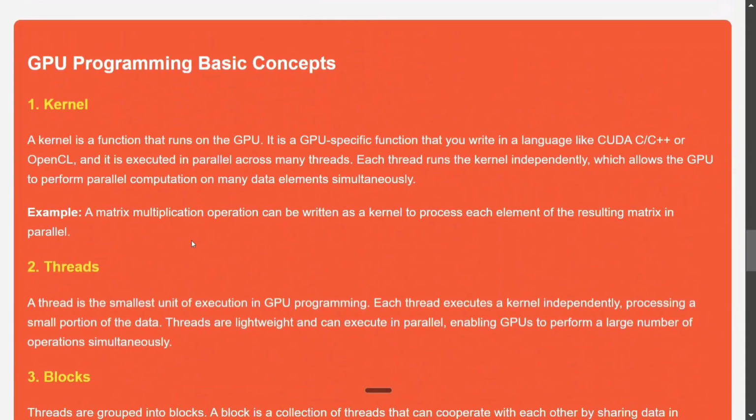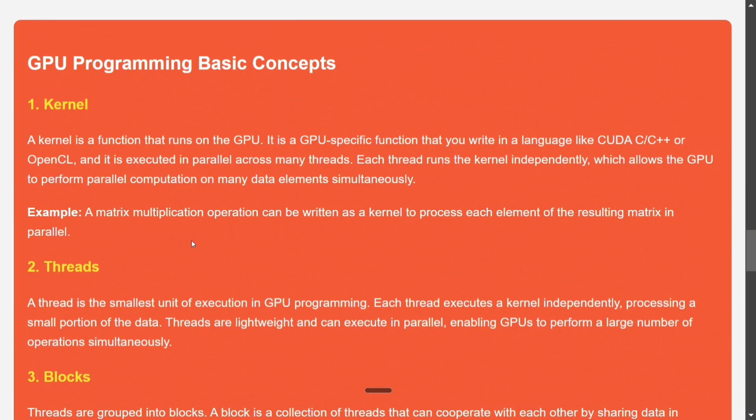Now, towards the end of this particular video, I will be talking about some basic key concepts that you should know about GPU programming, and in the later part, we'll start off with CUDA in the next video. So the most common term that you might have heard is kernel. What is a kernel in GPU programming? A kernel is a function that runs on a GPU. It is as easy as that.